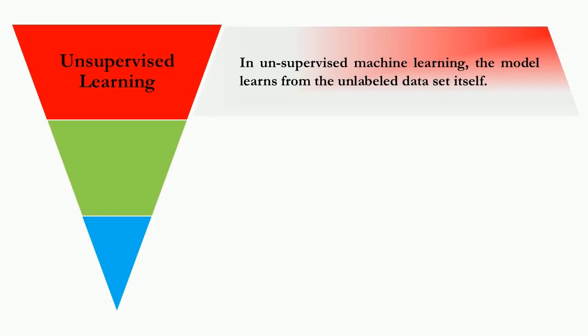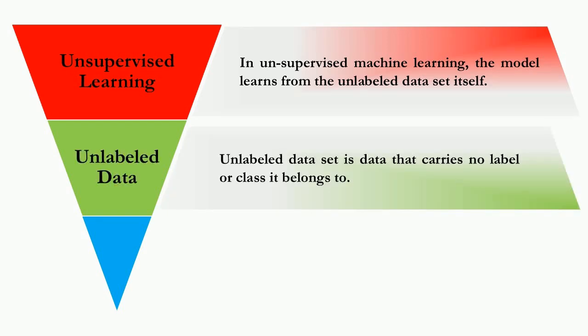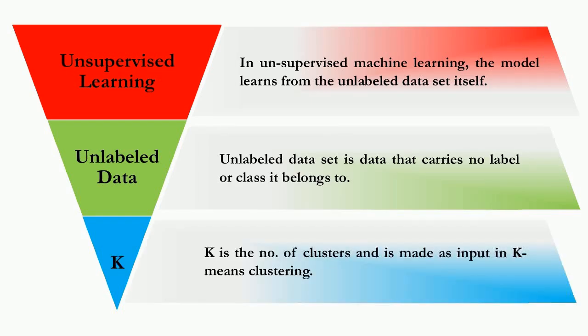K-means clustering is an unsupervised machine learning model. Hence, it can be noted here that the model learns from the data set itself to cluster among themselves. Being an unsupervised machine learning model, the data set used for clustering is an unlabeled data set. That means there is no class label against each data point, and K is the number of clusters that the data set is to be grouped into. As a sensible AI/ML engineer, the value of K should be greater than 1.